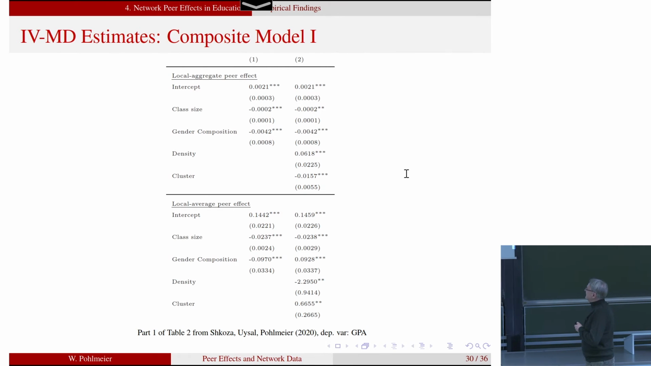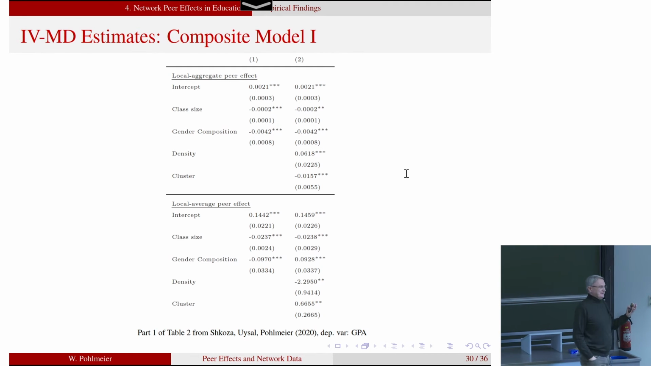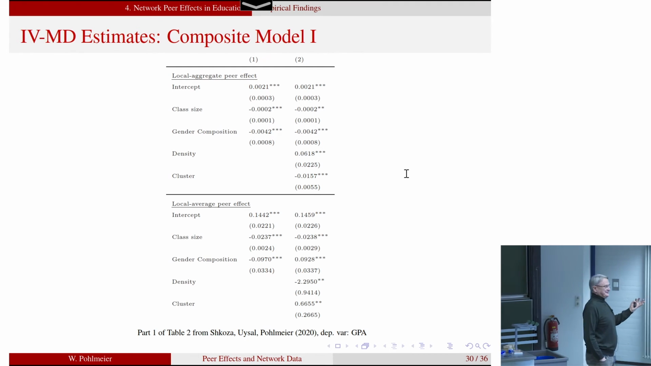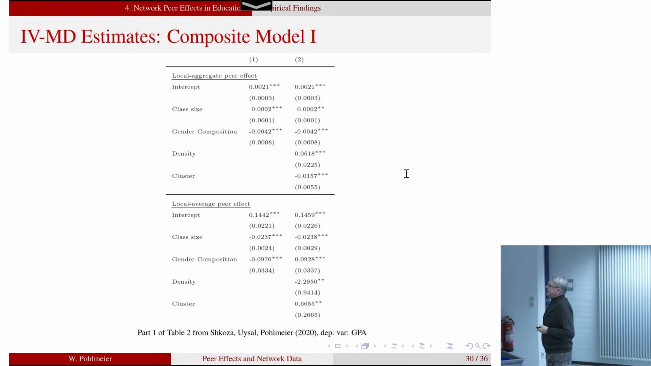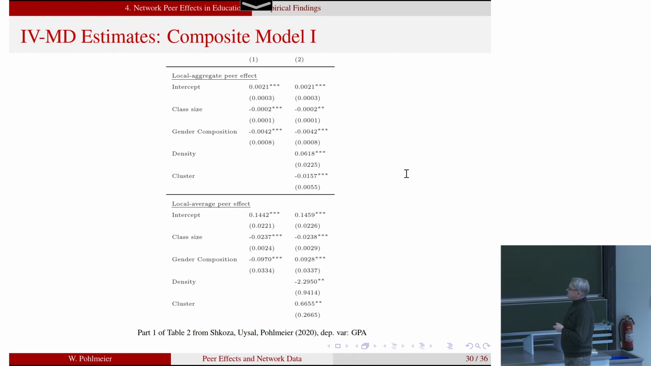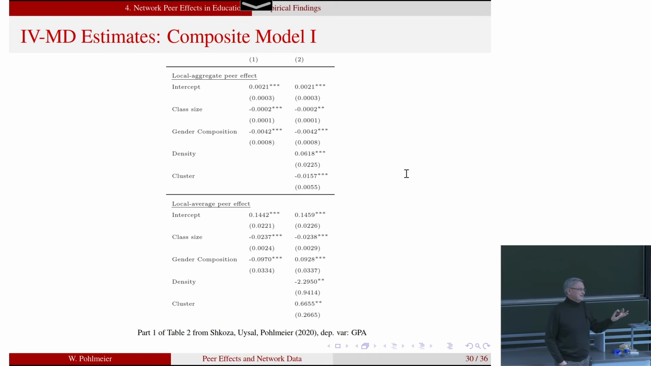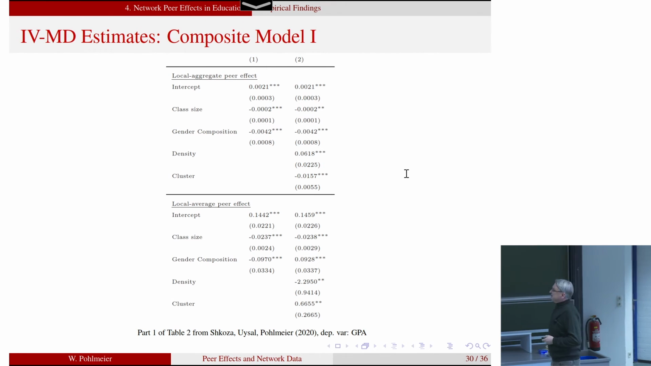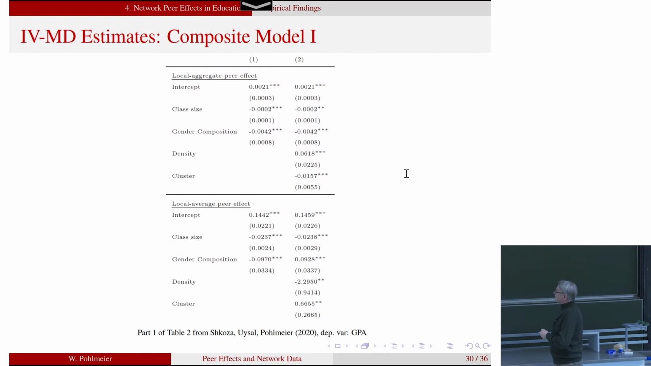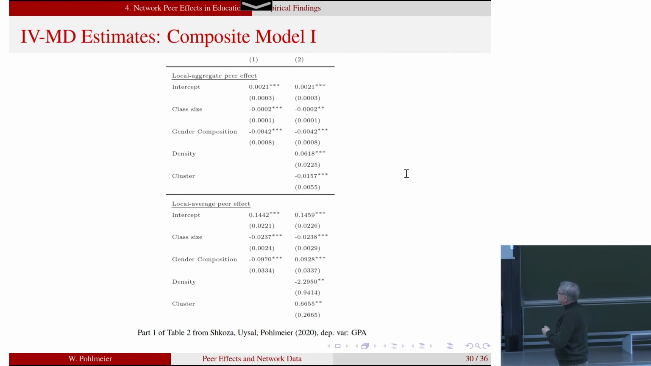Class size has the desired negative impact. That means we have German grades, and a negative impact means they get better. They have a lower grade. Yeah? And gender decomposition matters. The more women are in the class, the higher is the peer effect, the better are the grades for the whole class.